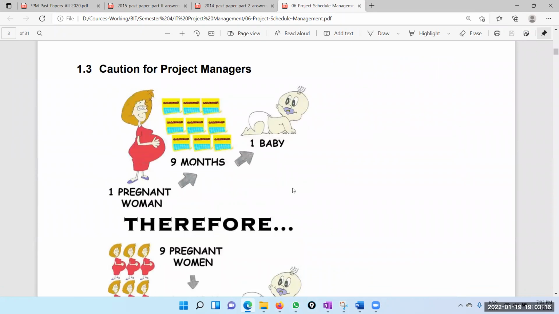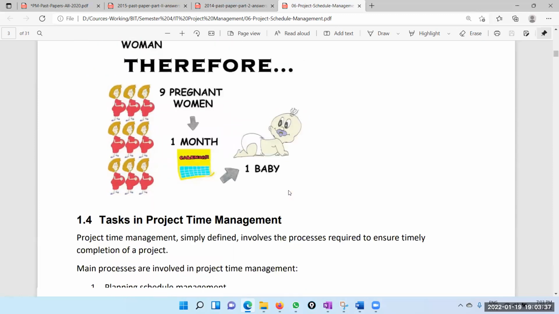Why it is very challenging, because you can't just keep adding resources and increase or decrease the time, because there are so many dependencies in IT project management. It's not like construction or something like that. Of course, in construction also there are that kind of dependencies, but it's more complicated.